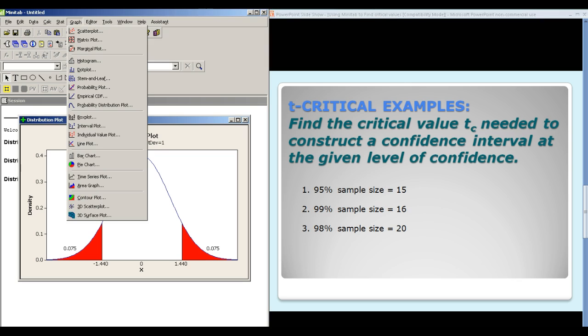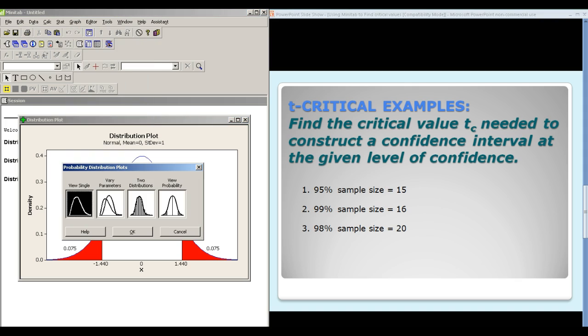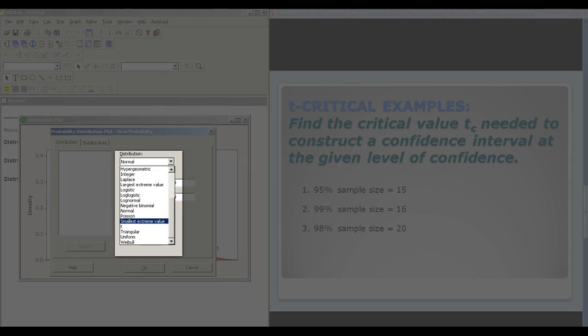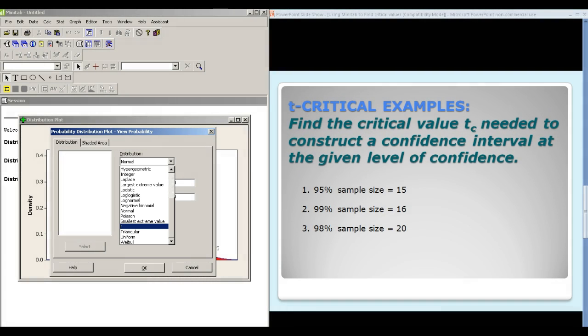Let's go up under Graph, Probability Distribution Plot, View Probability. And the only reason I didn't go back under Sample Editor up underneath there again was just to show you the steps one more time. Click OK. Now, under Distribution, we're going to change to T because we need to tell Minitab that it's working in the T distribution instead of the normal distribution. It's not looking at Z values anymore. It needs to look at T values. Minitab's pretty smart, but it can't read our minds.